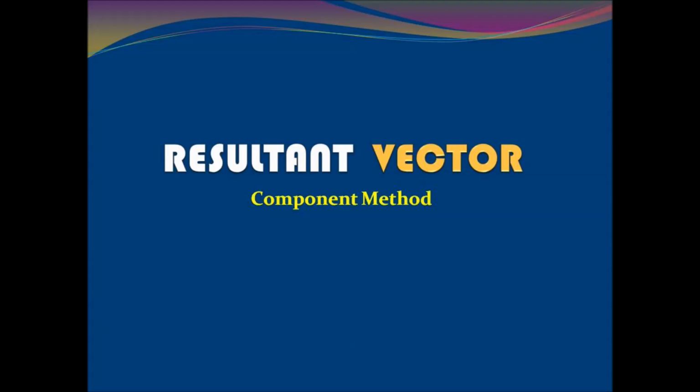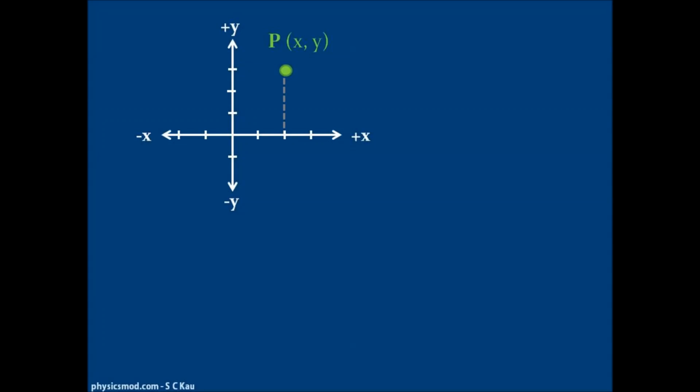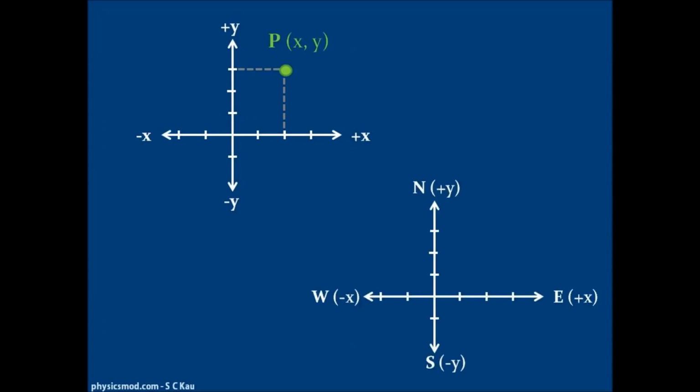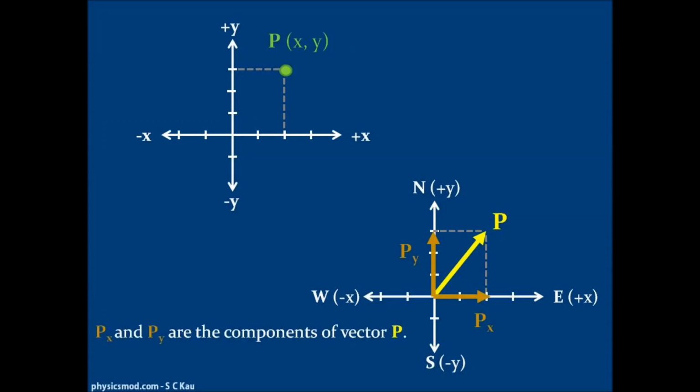Resultant vector, using the component method. A point P has x and y coordinates. A vector arrow has x and y components. These are Px along the x-axis and Py along the y-axis. You can also place Py here.